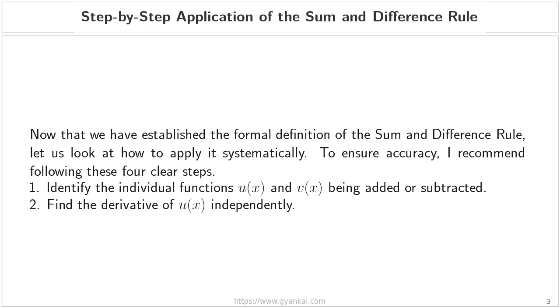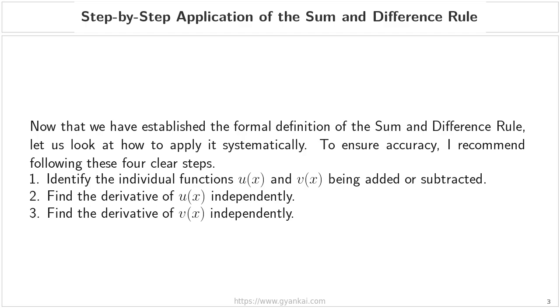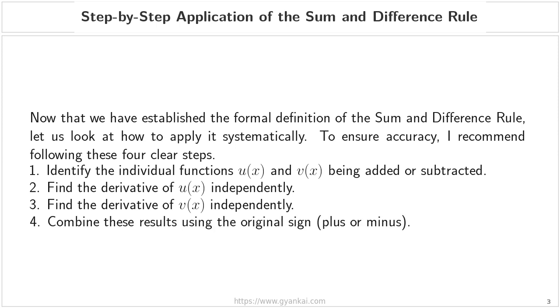Second, focus solely on the first function, u of x, and find its derivative independently of the rest of the expression. Third, perform the same process for the second function, v of x, calculating its derivative separately. Finally, combine these two individual results using the original sign, whether it was a plus or a minus, from the original function. By following this structured approach, you can avoid simple errors. To see exactly how this works in practice, let us move on to a concrete example in the next slide.